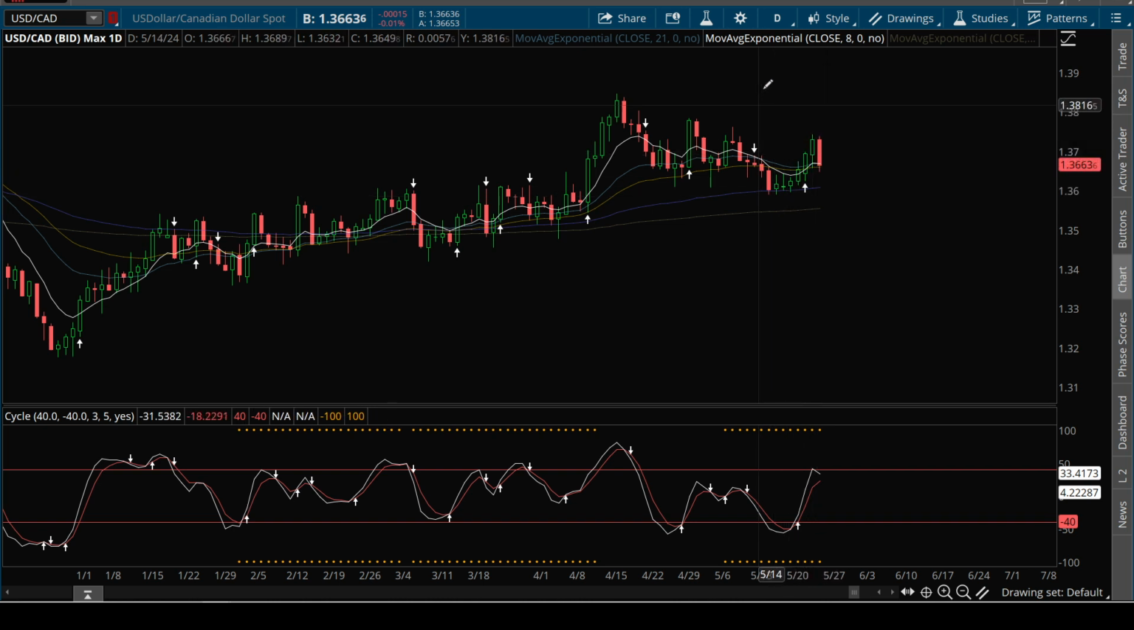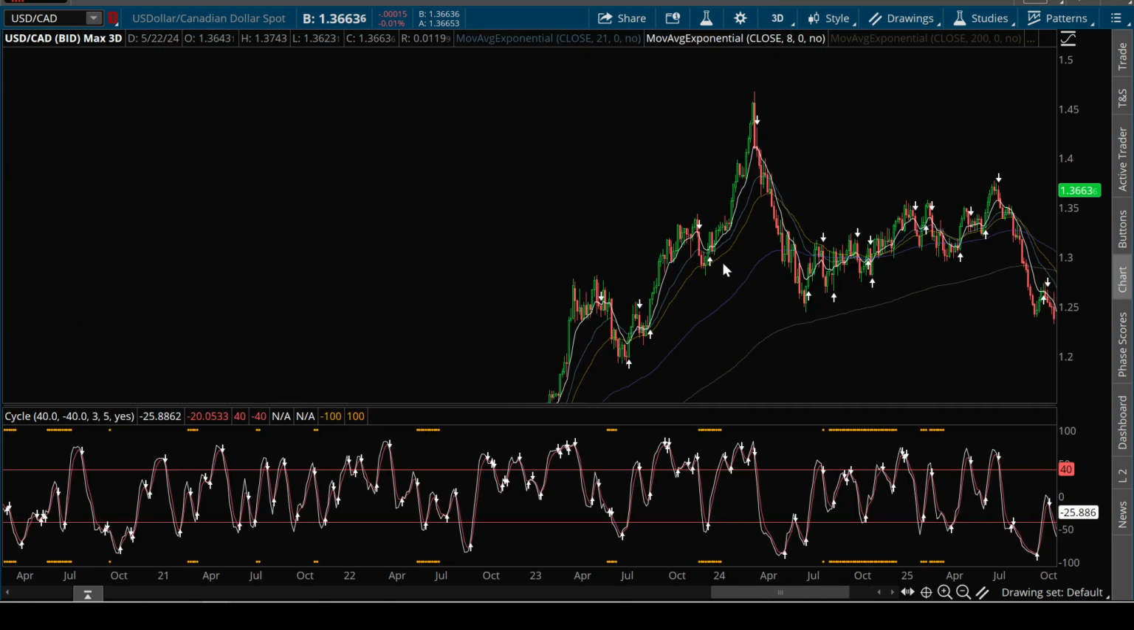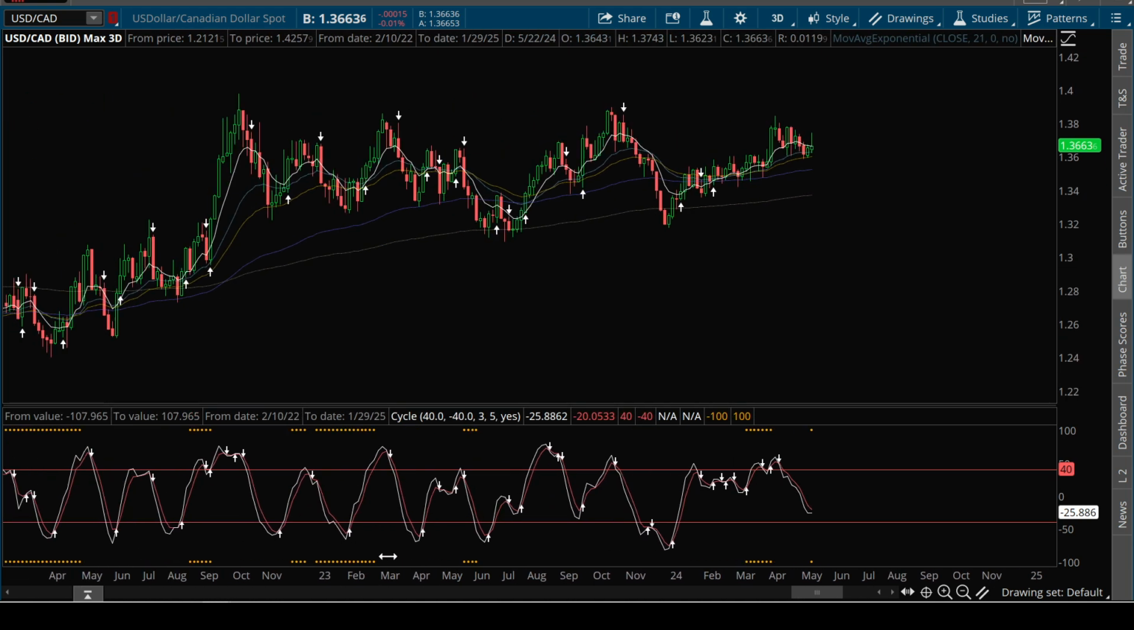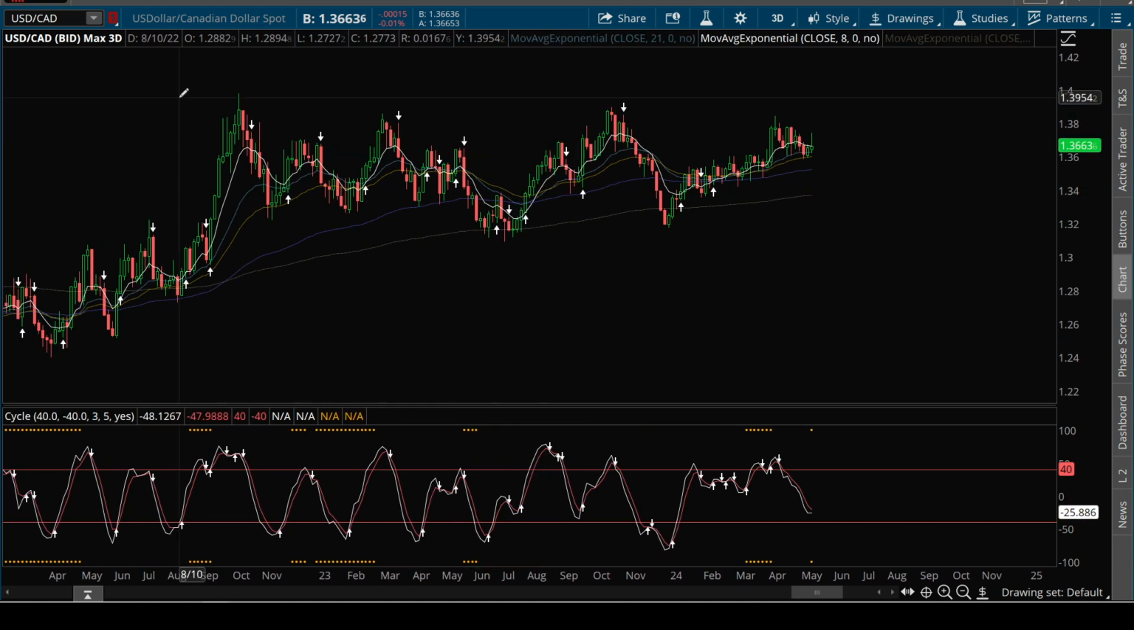CAD's a buy setup all the way. If we step up to the 3-day chart, you're getting oversold. You're bouncing off your 34. This thing's ready to go. CAD will be taking out these highs here. You're getting ready to come take out these highs.